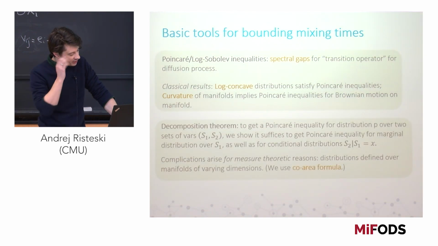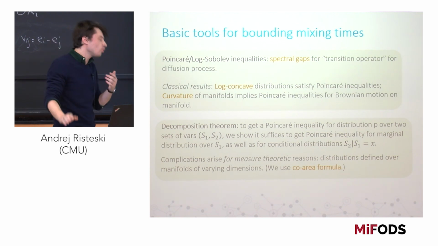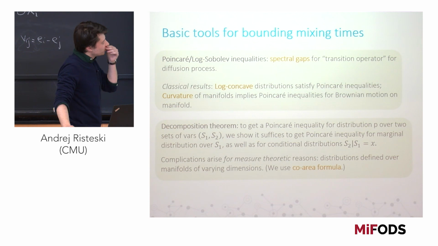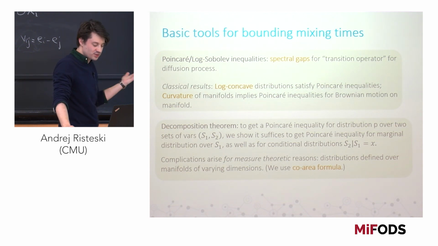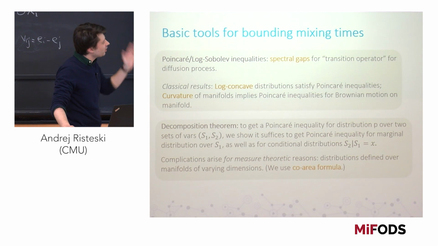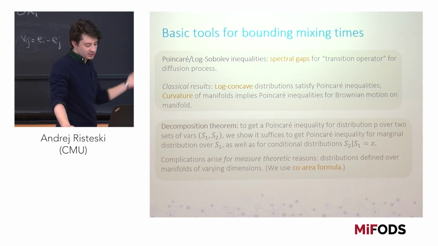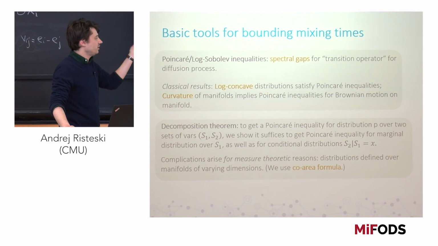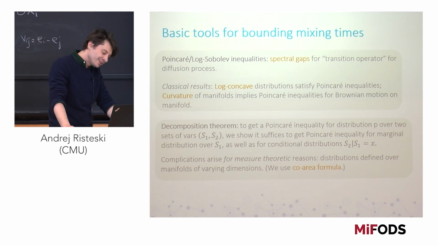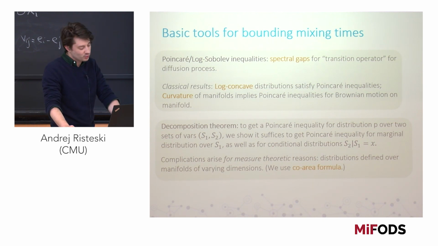The other thing that we're going to use is some form of decomposition theorems, which you can roughly think of as follows: if you have a distribution defined over two sets of variables, S1 and S2, to get a Poincare inequality for this distribution, it suffices, to a first order approximation, to get a Poincare inequality for the marginal distribution over the S1s, as well as for each of the conditional distributions over S2 once I fix the values of the S1s. For us, this is only a first order approximation, because we're working with manifolds, so there are measure theoretic complications. Our distributions are defined over manifolds that have codimension bigger than 1, so we have to use some measure theoretic tools to make this work. In particular, we use something called the co-area formula.